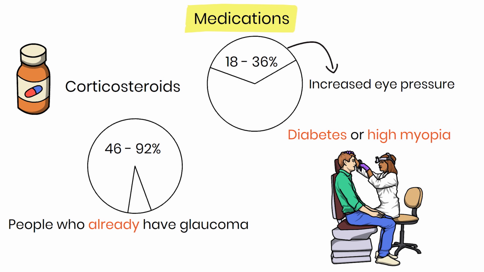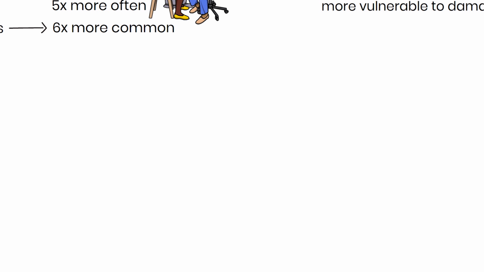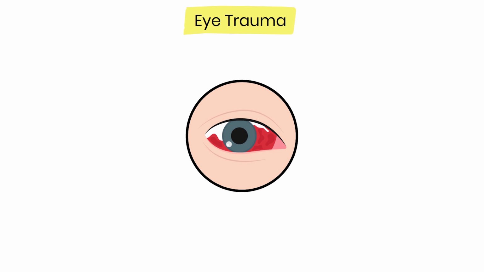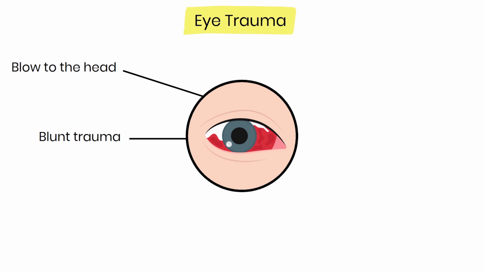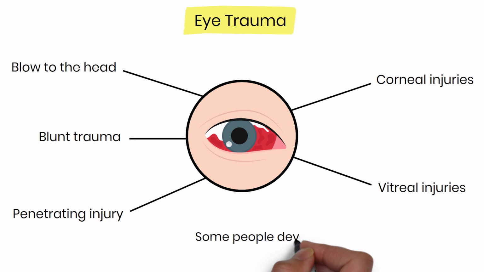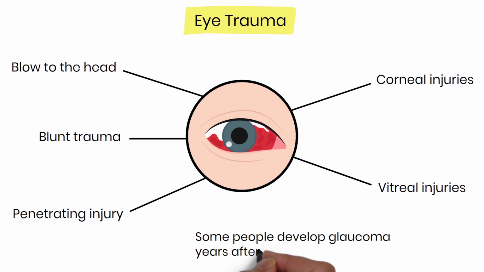Eye trauma or injury is another important risk factor. If you have experienced an injury to your eye from a blow to the head, blunt trauma, or penetrating injury, you have an increased risk of developing glaucoma. Corneal injuries and vitreal injuries, which involve the clear gel inside the eye, have been shown to significantly increase the risk of early glaucoma development. Some people develop glaucoma years after a traumatic eye injury, so ongoing monitoring is essential.